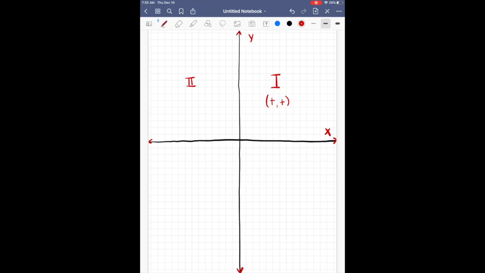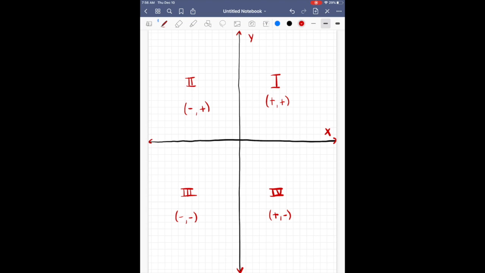Quadrant 2 is our negative positive quadrant. So our x coordinates are negative, our y coordinates are positive. Quadrant 3 is our negative quadrant, so all of our coordinates are negative. And then our last one is quadrant 4, and this one, our x's are positive and our y's are negative.